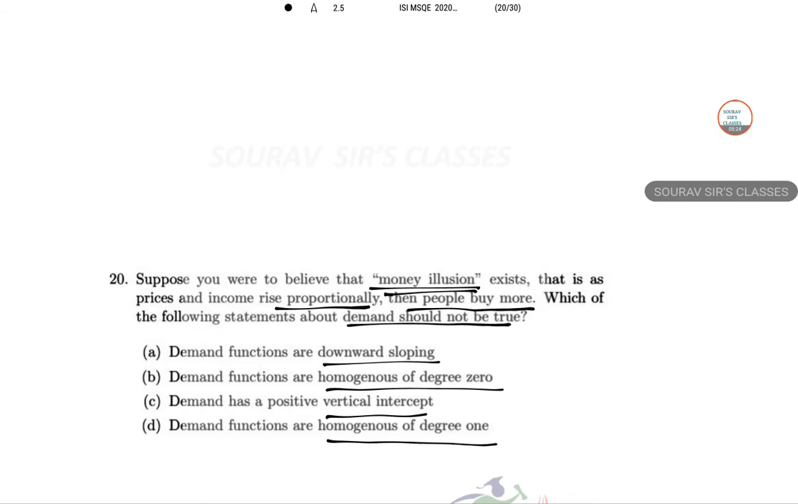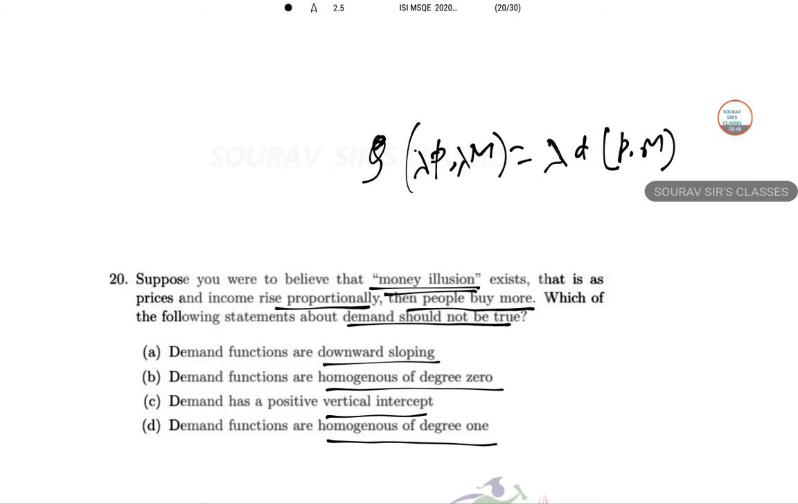So what is homogeneous of degree 1? If I say that demand Q equals D of price and income, and if both are changed lambda times, then this is lambda to some power times D(p, m). Whatever the power is, if it is 1 then homogeneous of degree 1, if it is 0 then homogeneous of degree 0, and so on.